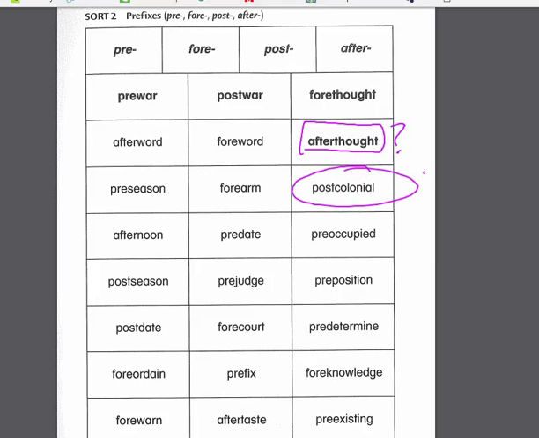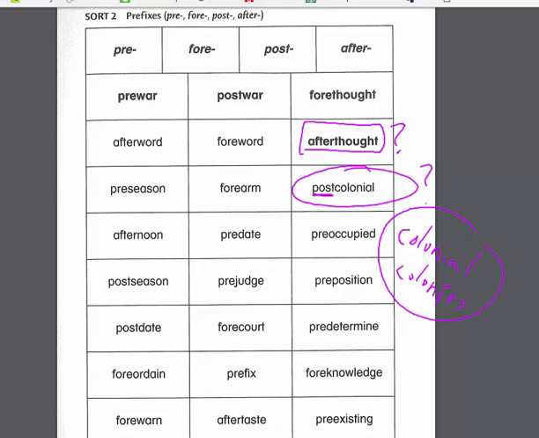What do you think post-colonial means now? If you said it was after the time of colonials, or after the time that colonies were made, so an example of post-colonial would be after our pilgrims arrived, after our 13 colonies became the United States. Those would be my post-colonial times.